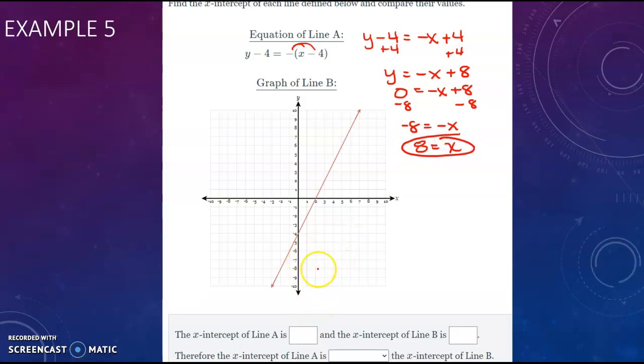Okay, what's my x-intercept of line B? Well, that is very easy to find thanks to the graph. My x-intercept here is 2. So the x-intercept of line A is 8. The x-intercept of line B is 2. Therefore, the x-intercept of line A is greater than the x-intercept of line B, since 8 is greater than 2.